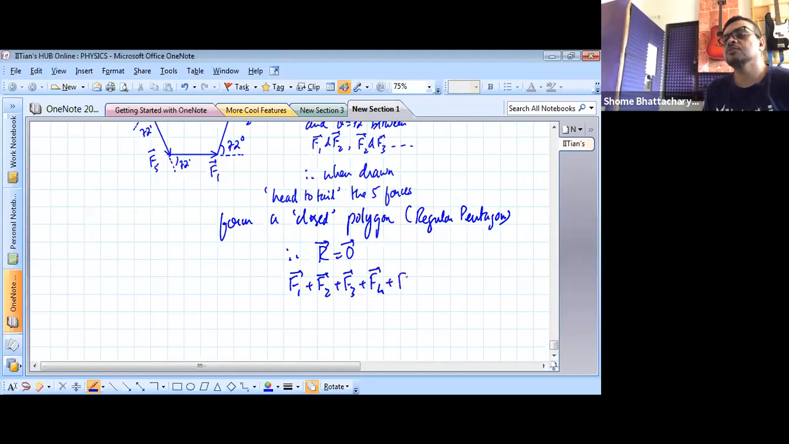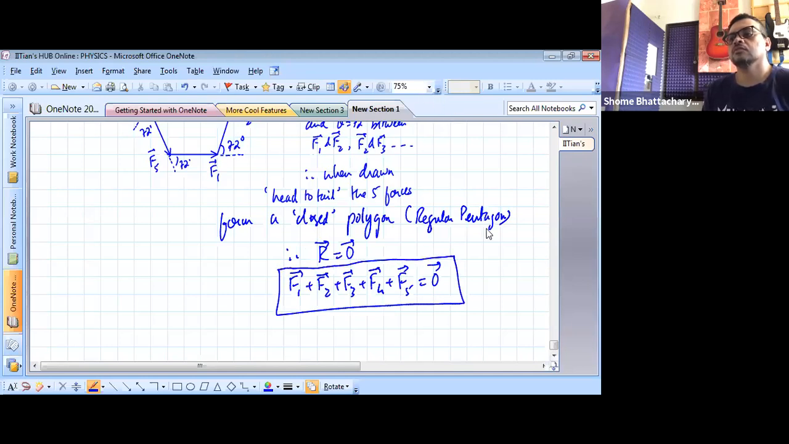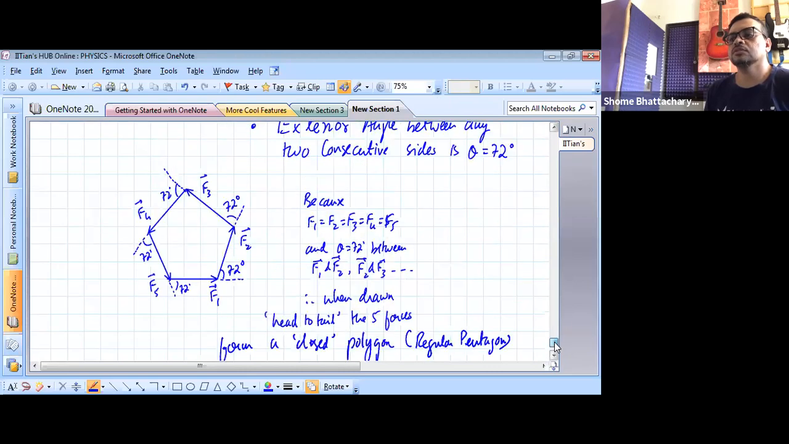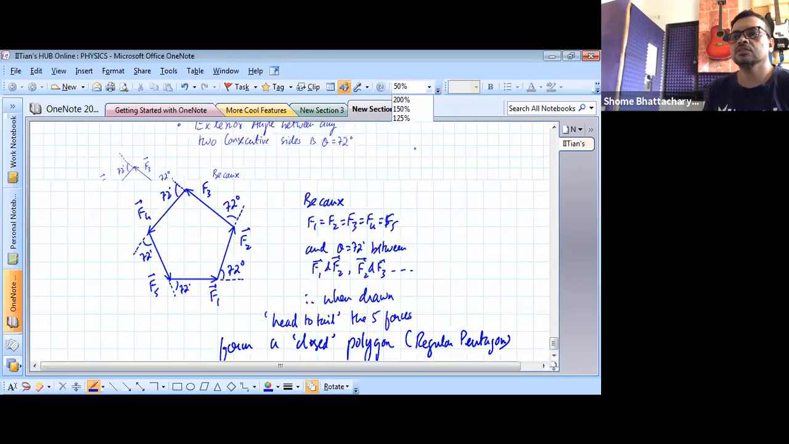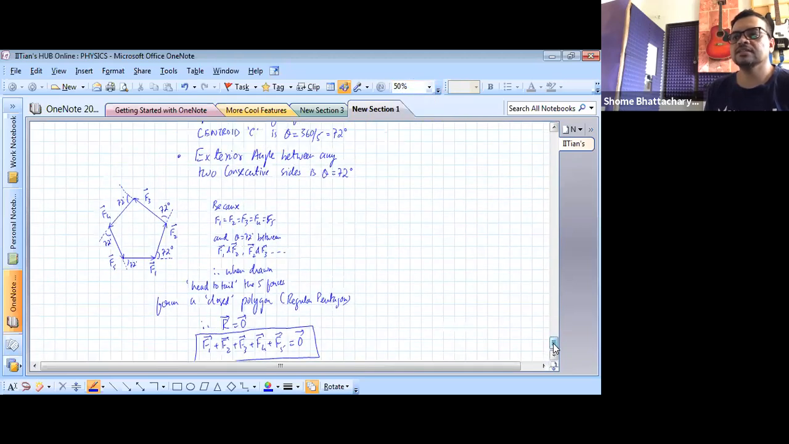In the case of an odd number of vectors like this, it becomes necessary to prove it like this. In case of an even number of vectors, you will see that they cancel in pairs, but here they are not cancelling in pairs. Had there been 6 vectors each at 60 degrees to each other, you would have seen in pairs they cancel each other. But in that case, they would have formed a regular hexagon.